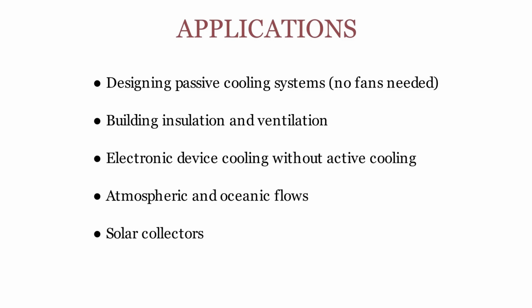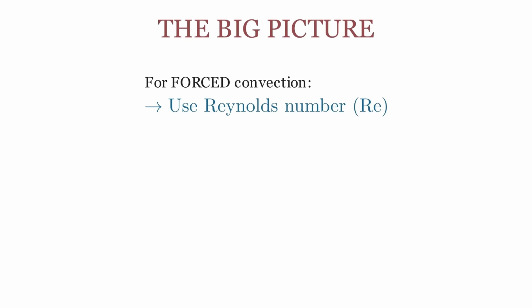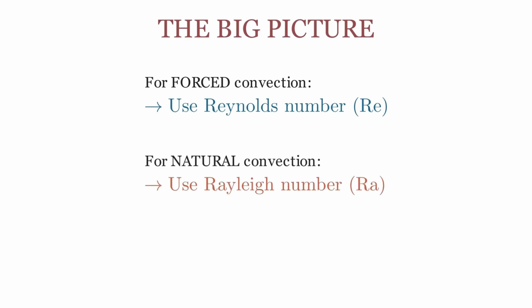active cooling, atmospheric and oceanic flows, solar collectors. The big picture: for forced convection, use Reynolds number. For natural convection, use Rayleigh number.